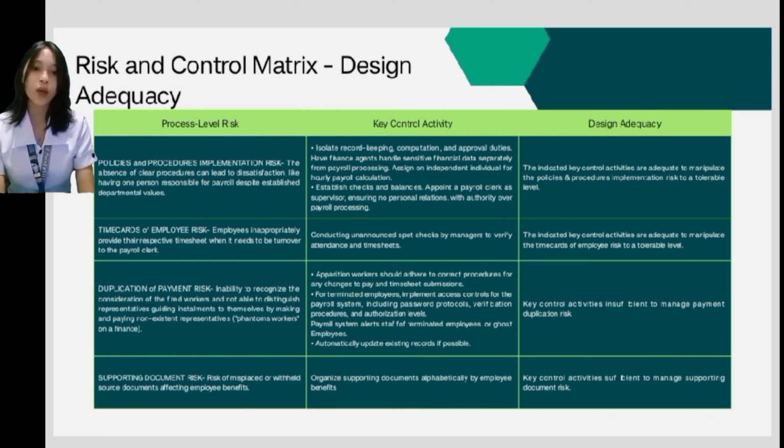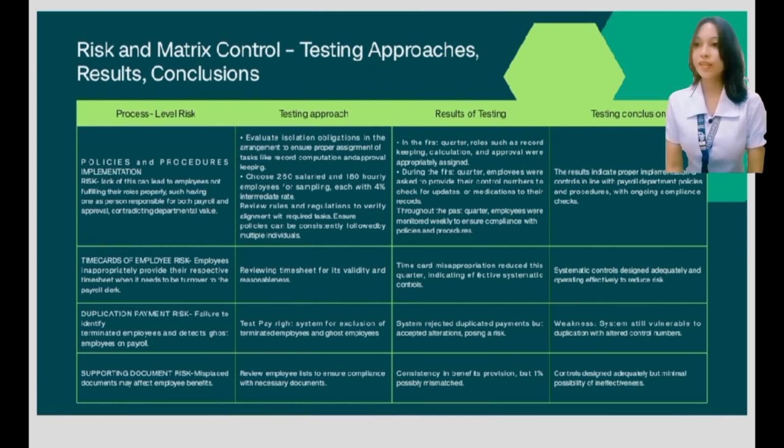The last one is what we call supporting document risk. It states the risk of misplaced or withheld source documents affecting employee benefits. The key control activities are insufficient to manage supporting document risk. Now let's proceed to the risk and control matrix testing approaches, results, and conclusion.